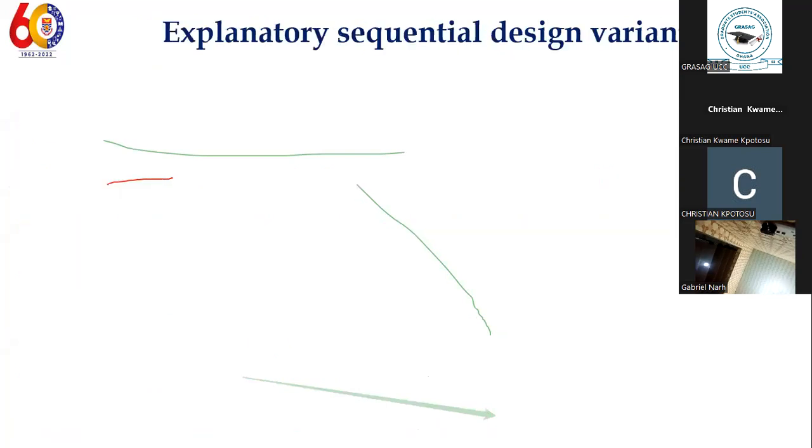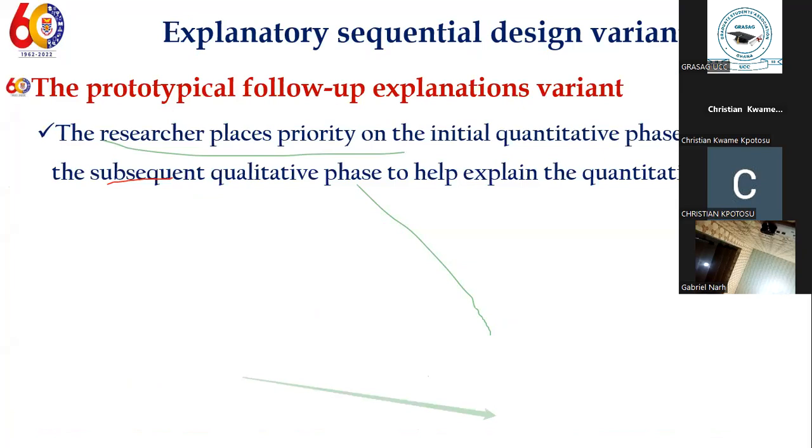Now, what are some of the variants that are part of the explanatory sequential design? The prototypical follow-up explanation variant. In this case, the researcher places priority on the quantitative aspect of the research, and the subsequent qualitative phase is only to help explain the quantitative research. So even though you are using explanatory sequential design, we can ask you, what type of explanatory sequential design? Sometimes we only put it into writing and it shows that this is the variant we are using.